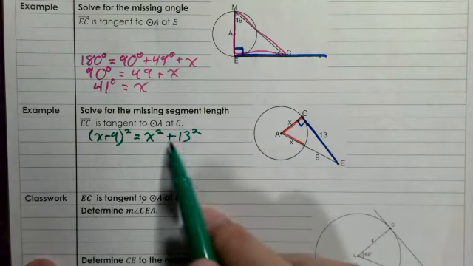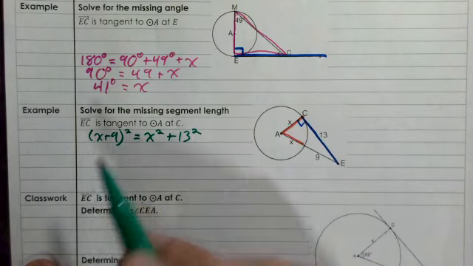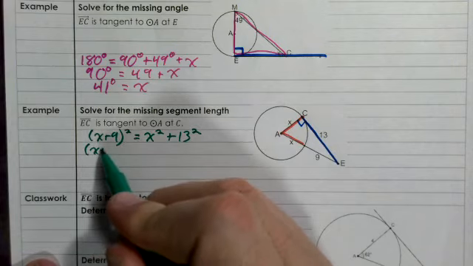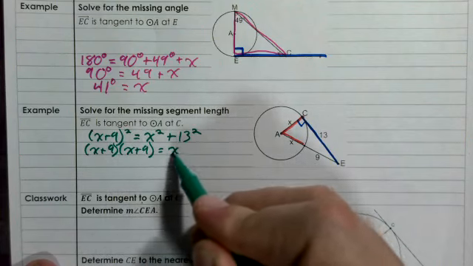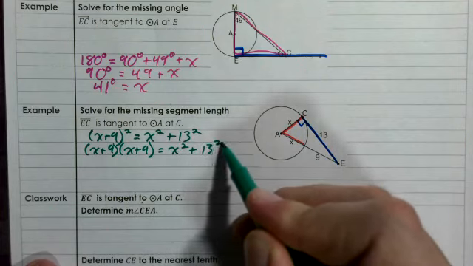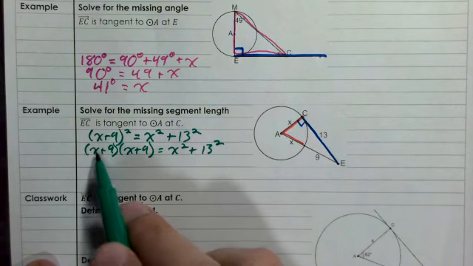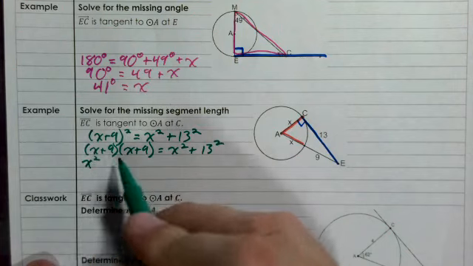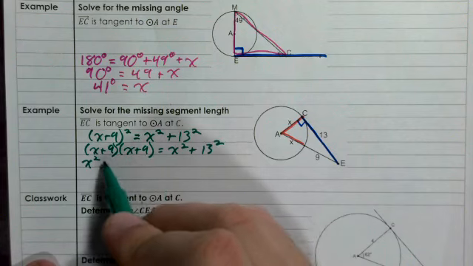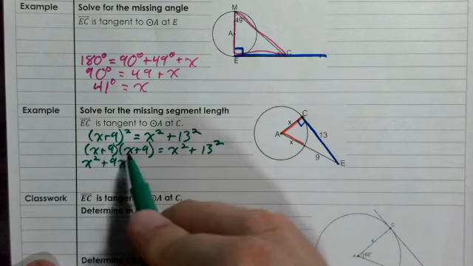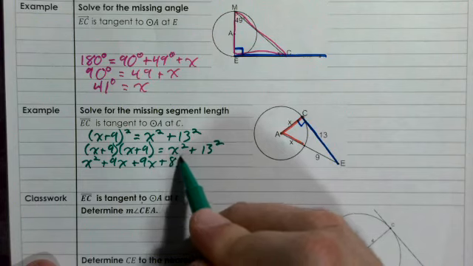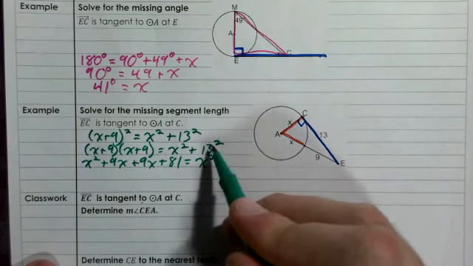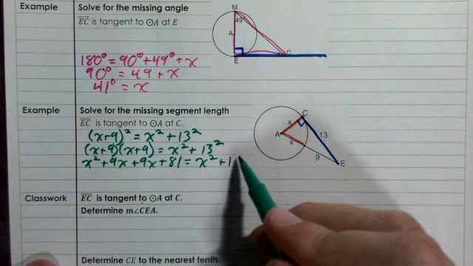So I can square these two just fine, but this one is going to require a little bit of extra work. I'm going to need to FOIL this. So that's an x plus 9 times an x plus 9 is going to equal x squared plus 13 squared. So I got to multiply my firsts together. So x times x is x squared, x times 9 is going to be 9x. 9 times x, that's another 9x. And 9 times 9, that's 81. Equals x squared, and I'm going to take care of this 13 squared. That is 169.